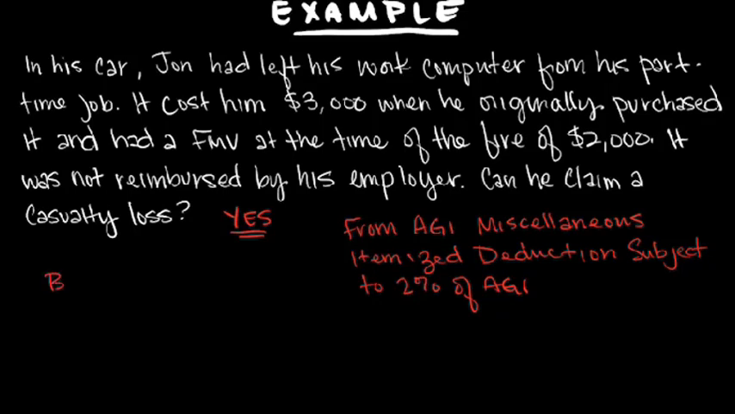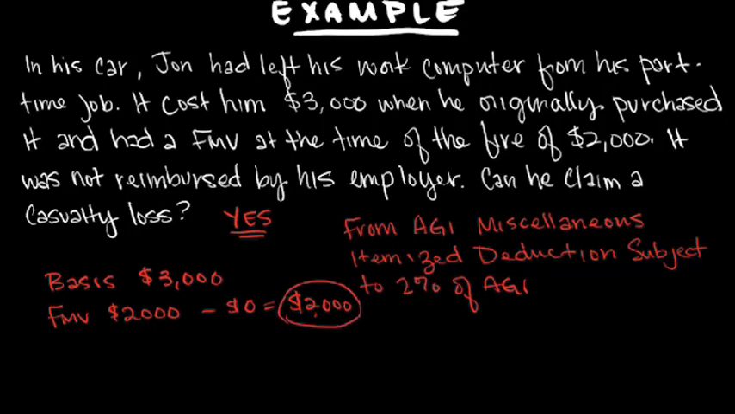So what's his loss? So we first look at the difference between his basis, which was $3,000, and the fair market value right before the loss, which was $2,000, and after, which was $0, resulting in a fair market value loss of $2,000. We take the lesser of the two, that would be the $2,000. Therefore, he has a $2,000 miscellaneous itemized deduction subject to the 2% of AGI limitation.